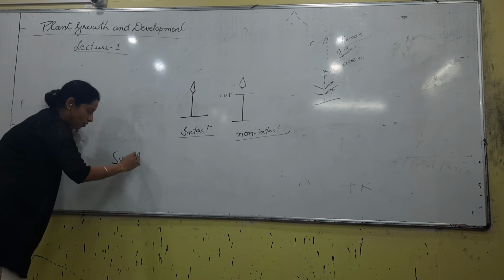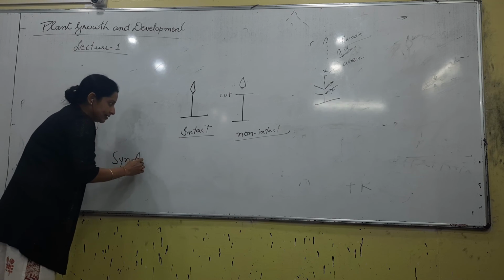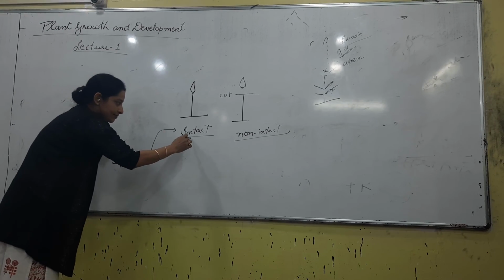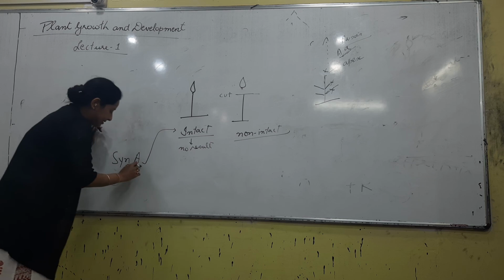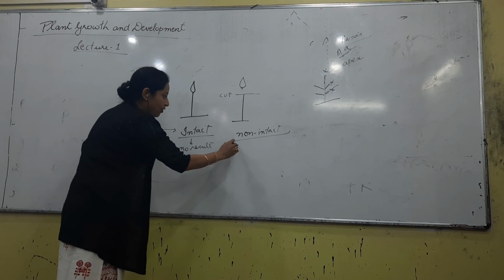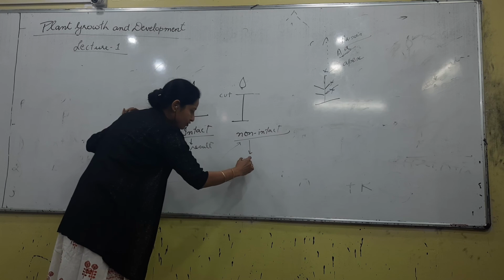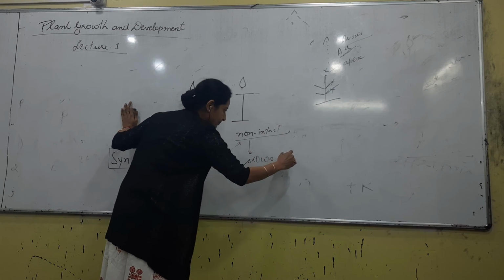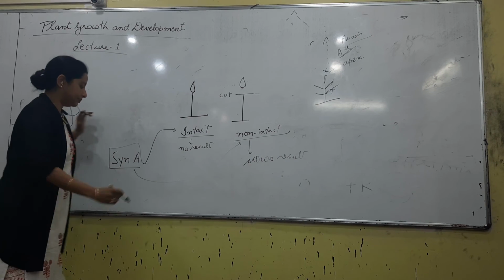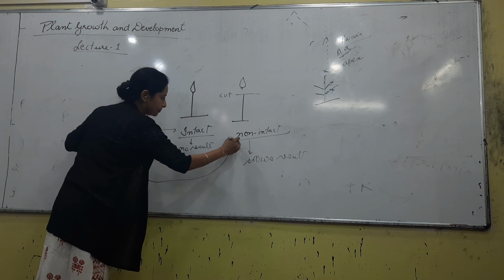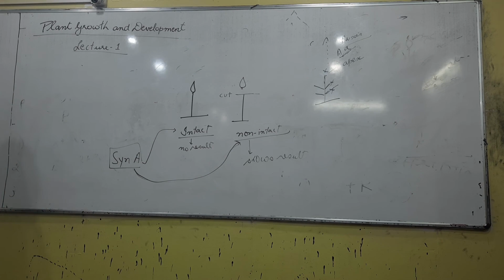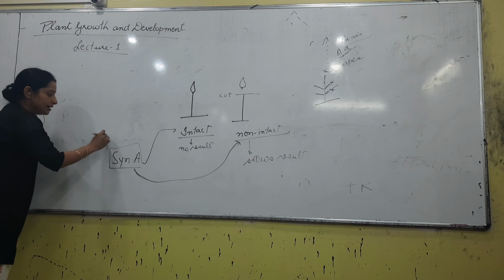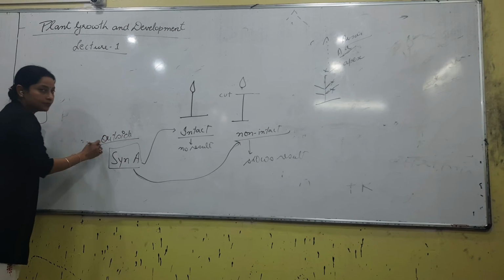Synthetic auxin applied on intact plants, no result. Synthetic auxin applied on non-intact plant shows result. Is this point clear? Intact, non-intact, clear? Synthetic auxin is applied from outside.